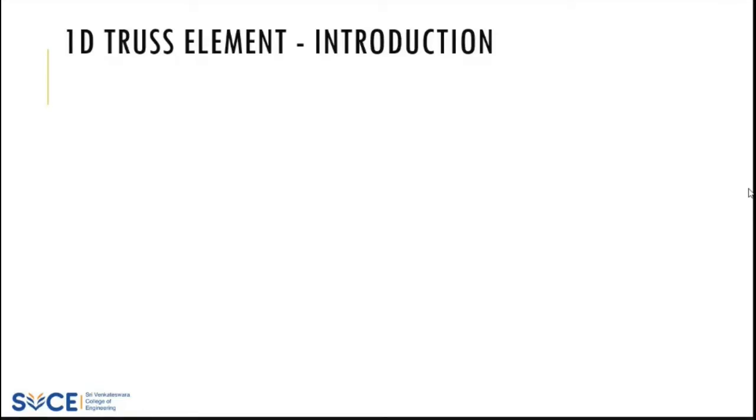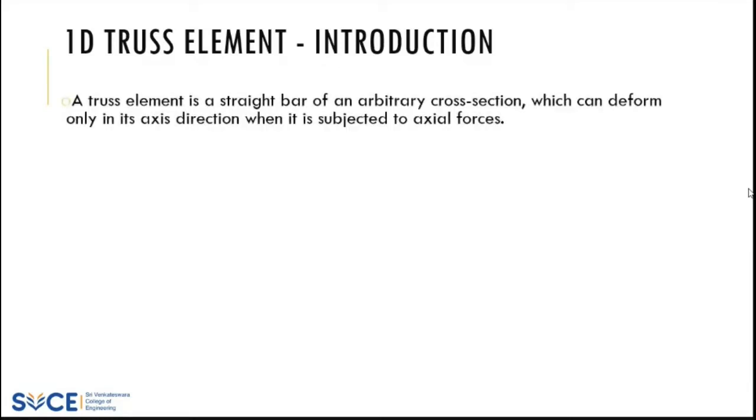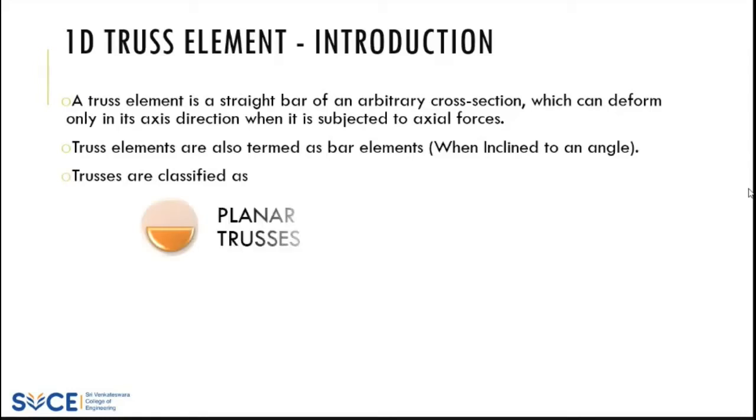Now let us consider this truss element, which is a one-dimensional element. There are two kinds of trusses: one is called a planar truss, the other we call space trusses. When I talk about planar, it means your truss is inclined with respect to the x and y axes, something like this. You have only two axes, x and y, and your truss is inclined with respect to them. This is a bar which is inclined at an angle theta.